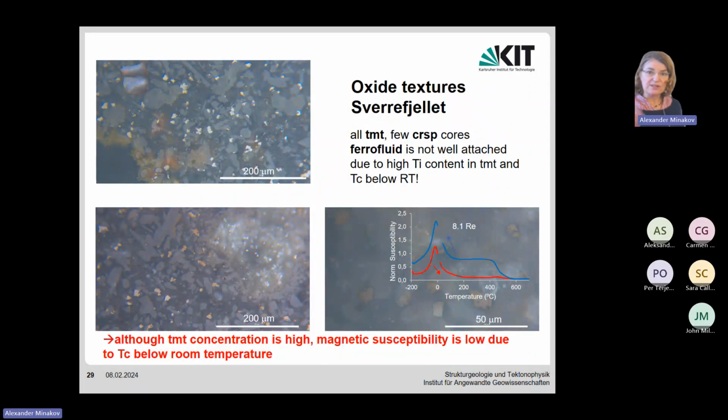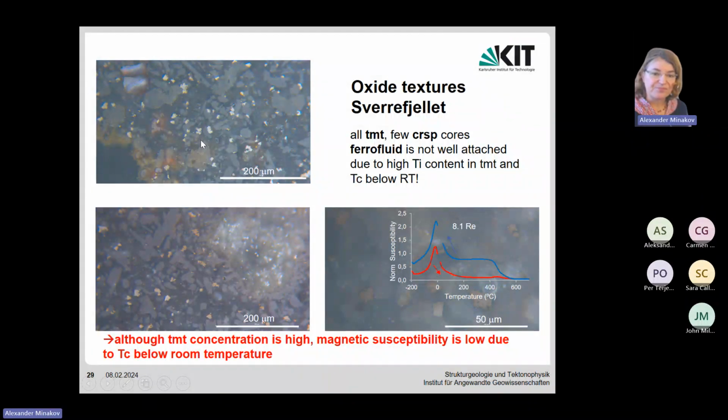Now, when we come to Spherefjellet, to the oxide textures, it looks very similar to Halfdan-piggen, so there is no difference. Only that we don't have so much sulfide. So we have more sulfides in Halfdan-piggen.